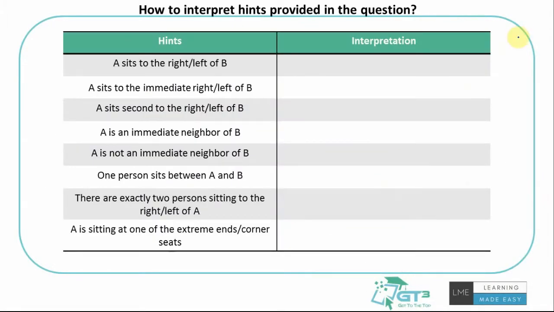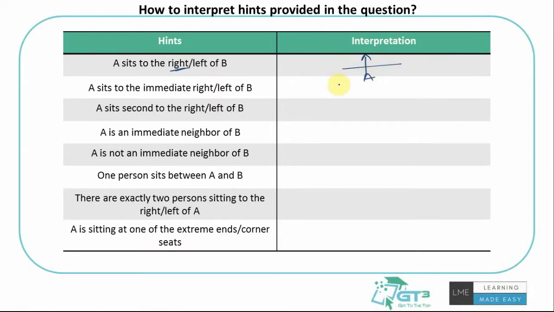Then you'll get to see hints given in the questions. These are the standard set of hints that we probably see in most of the questions. So let's understand the interpretation of each hint so that you can actually solve the problem with much better ease. So A sits to the right or left of B, that's how the hint would be. Let's only look at the first right case, and let's imagine all the cases where we are facing north. So let's say north facing, this is where A is.